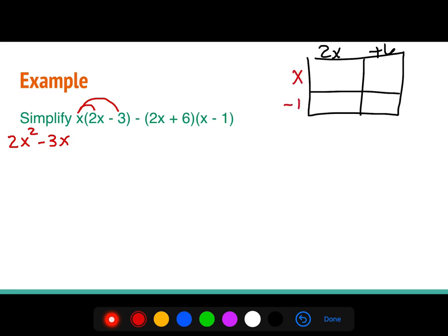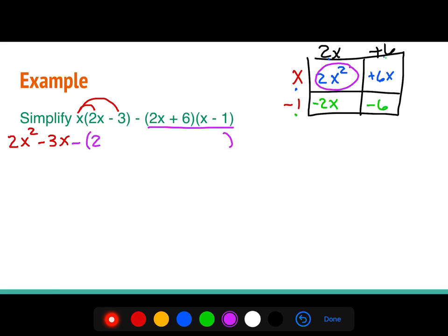I'm going to put 2x plus 6 up here. And then down the side, I'm going to put x minus 1. And I'm going to multiply those together. X times 2x is 2x squared. Across the top, x times 6 is 6x. And I'm going to go to the bottom row. Negative 1 times 2x is negative 2x. And negative 1 times 6 is negative 6.